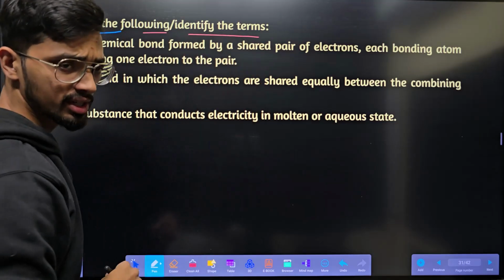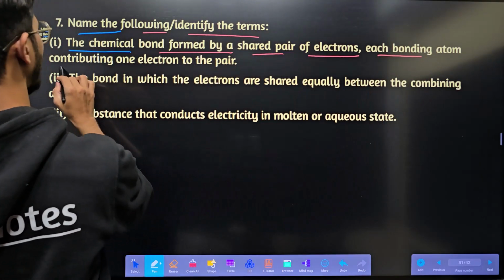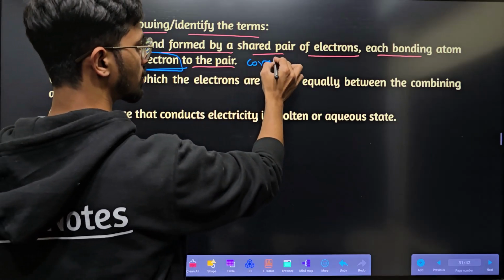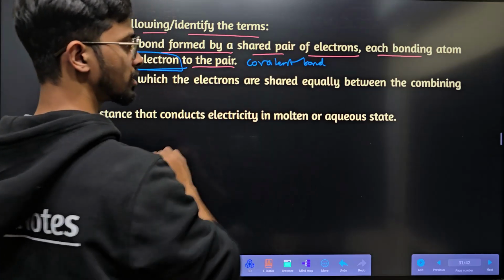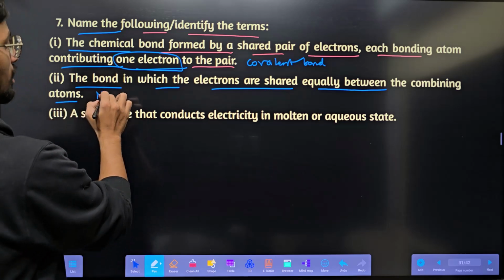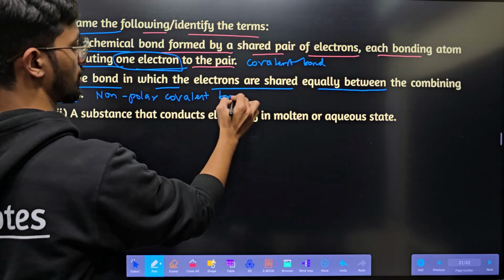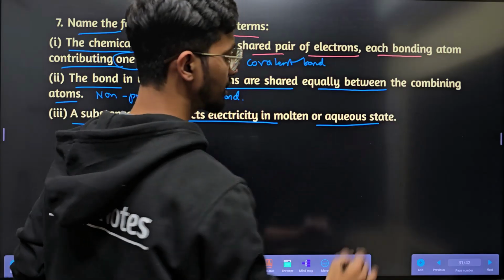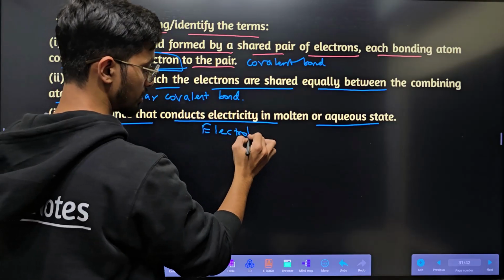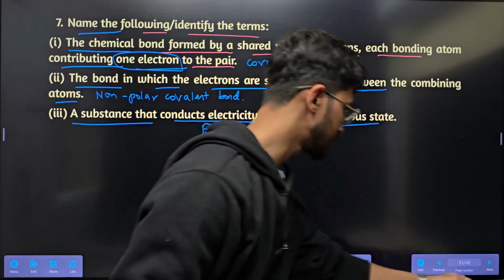Name the following or identify the terms. The chemical bond formed by the shared pair of electrons, each bonding atom contributing one electron to the pair. Which type of bond? Covalent bond. The bond in which the electrons are shared equally between combining atoms: non-polar covalent bond. A substance that conducts electricity in the molten or aqueous state: electrolyte. Okay, which conducts electricity in aqueous or molten state.